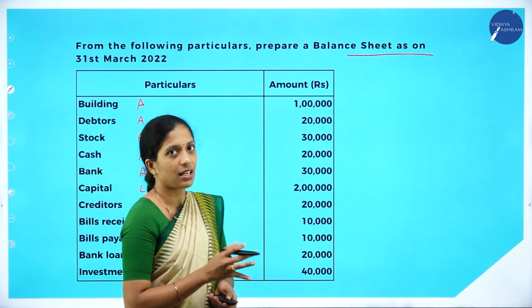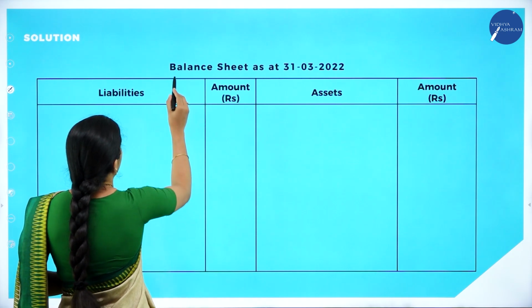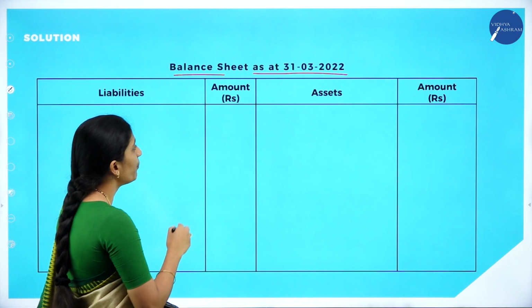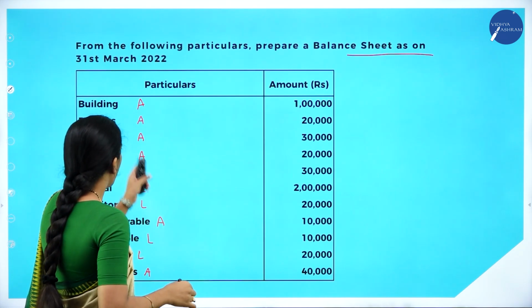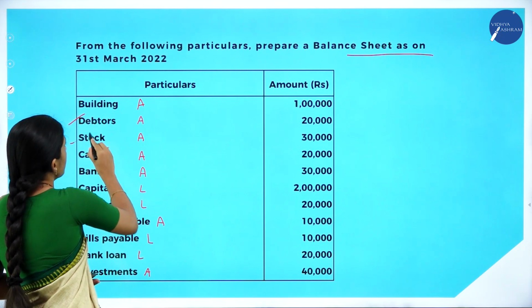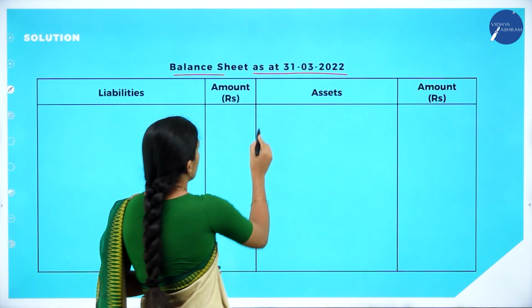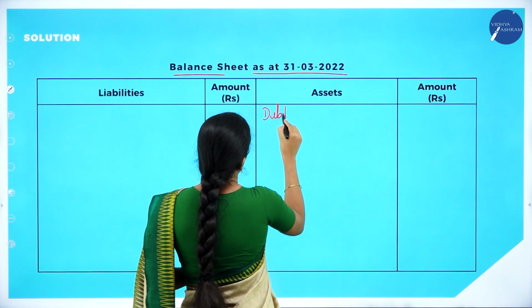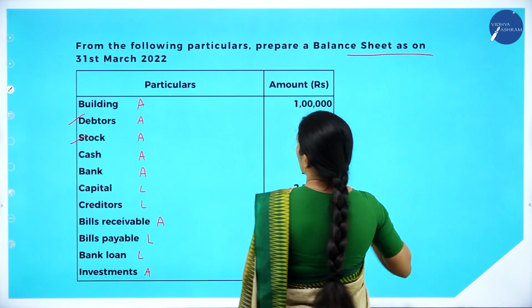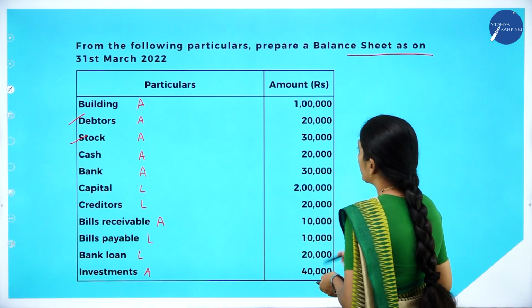Now we shall write in our balance sheet. We'll write the heading balance sheet as at 31st March 2022. We shall start with all the assets first. First we shall record all the current assets. So debtors, stock. Debtors 20,000. And stock is 30,000.